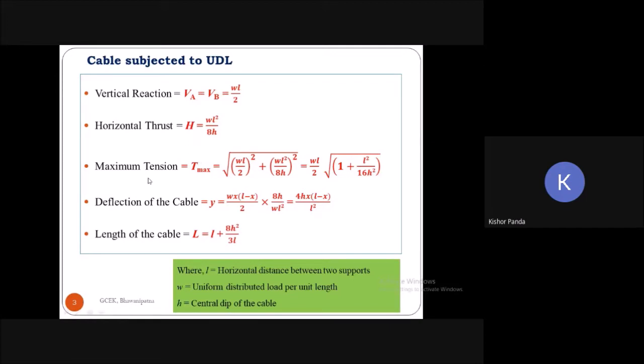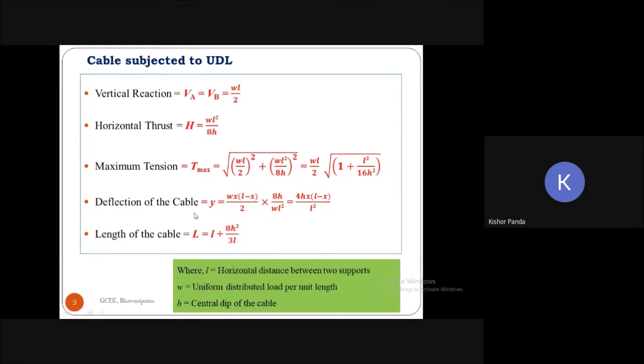Then what is the maximum tension? T maximum is equal to root over of V square plus H square. But you know V is equal to WL by 2 and H is equal to WL square by 8H. So you take the square of V and H, and you get T max is equal to WL by 2 root over of 1 plus L square by 16 H square.